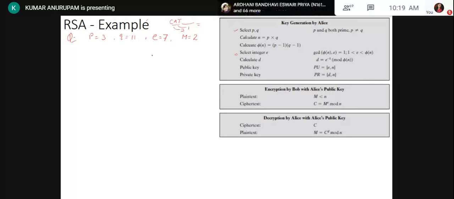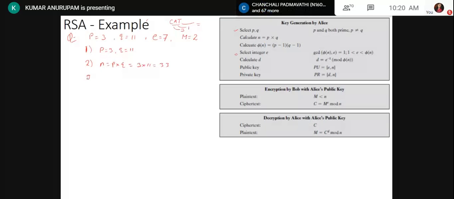Okay, now since it is clear how to do it, let us do this step by step. The first step was P and Q. P is given to us as 3, Q is given to us as 11. The second step is to calculate n. So n is equal to P cross Q, which is 3 cross 11, which is 33. So we have got this n value.